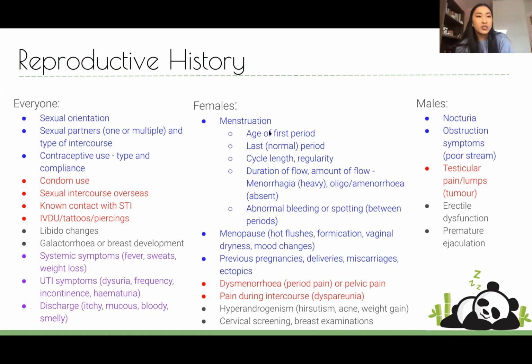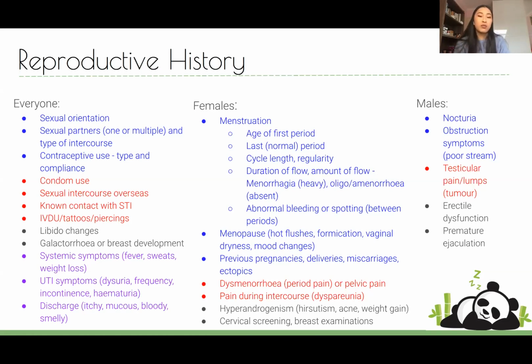So once you've understood everything there is to know about their menstruation, then you want to ask about, have they hit menopause? So last normal period is part of that, but also symptoms of menopause. Hot flushes, formication, vaginal dryness, mood changes. Obviously, if someone's very young, like 30s, you're probably not going to ask them the menopause questions. And that's where you have to think quite a lot in the repro history of who your population is. But that's sort of thrown in there for the older women.